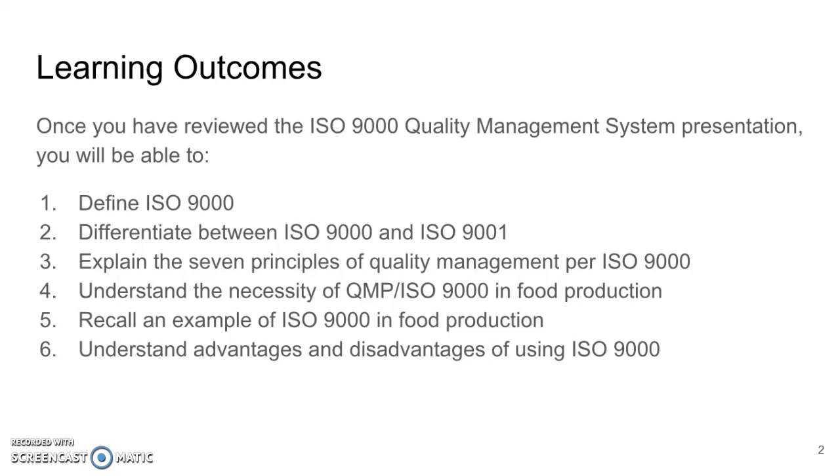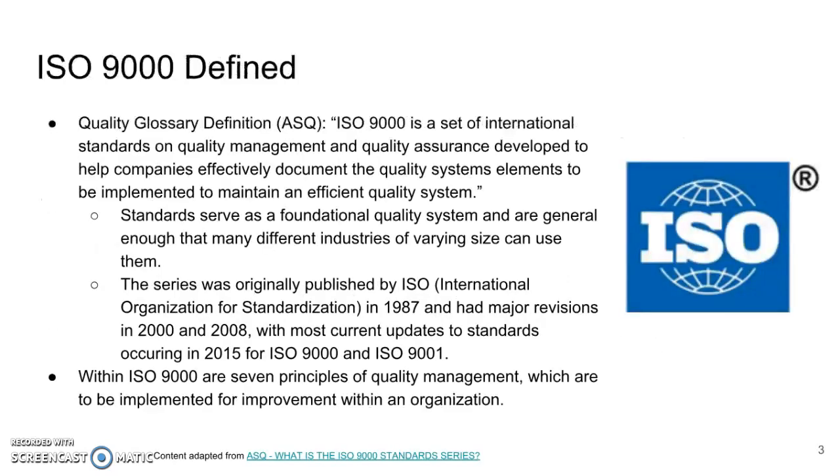After you're done watching this presentation, you'll be able to define ISO 9000, differentiate between ISO 9000 and ISO 9001, explain the 7 principles of quality management per this system, understand the necessity of this quality management system in food production, think about an example of ISO 9000 in food production, and understand the advantages and disadvantages of using this particular quality management system. So what is ISO 9000?